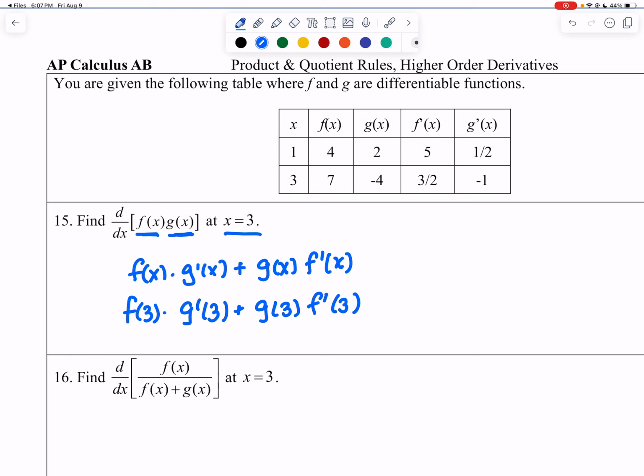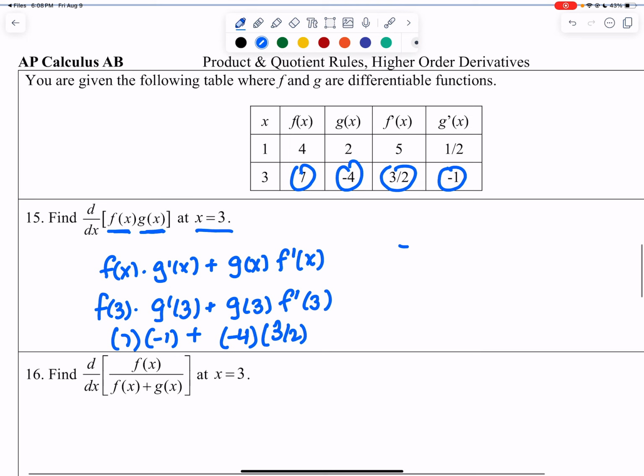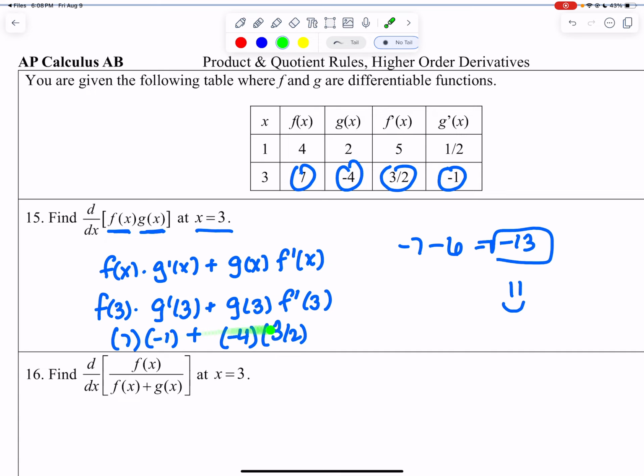If I do that, f of 3 is 7. g prime of 3 is negative 1. g of 3 is negative 4. And then f prime of 3 is 3 halves. If you simplify that, you're going to get 7 and then minus 6, which is negative 13. Or, of course, you could just leave it like that.